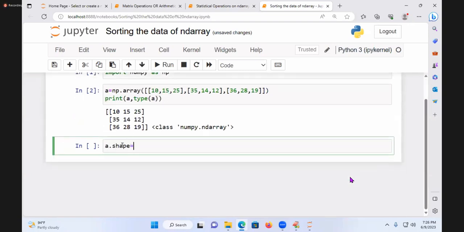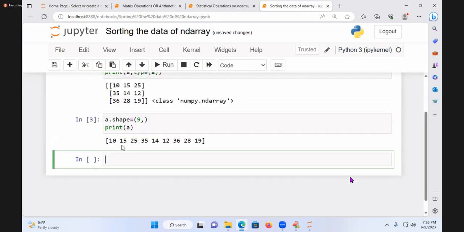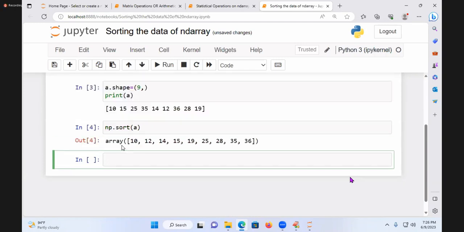A dot shape is equal to 9 comma, you say. Print of A. This is my given data. Correct, students? Now I want to sort it. How do you sort it? NP dot sort of A. How is it printed? The flattened elements are sorted.